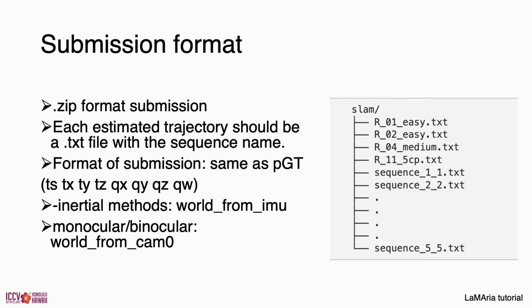This submission should be in a zip file, which when unzipped breaks into this folder structure. Each estimated trajectory should be a TXT file with its name that you can find in the dataset section of the website. The format of the submission is the same as the pseudo ground truth, where we have the timestamp, the translation vector, and then the quaternion. For inertial methods, we expect the world from IMU pose, and for monocular or binocular, we expect the world from cam0 pose, where cam0 is just the left SLAM camera of the Aria glasses.